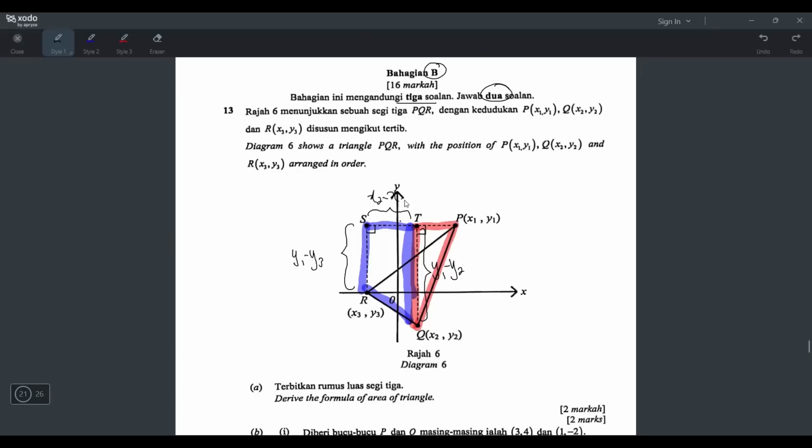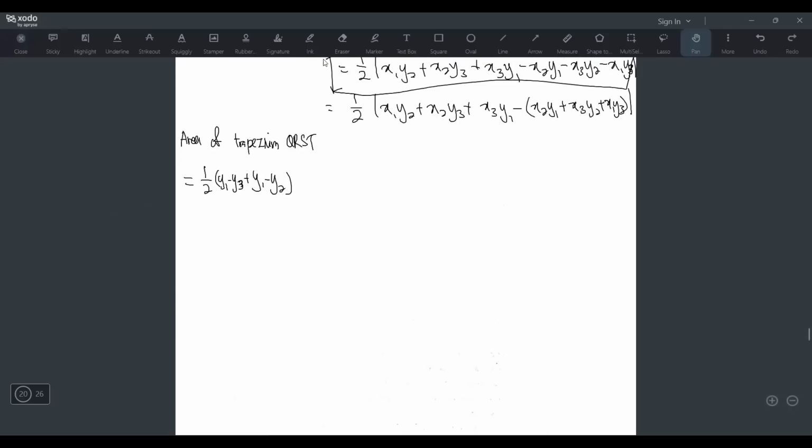X2 minus x3. Correct? Let me check. Yeah, correct, right? This whole line is x2. So x2 minus x3, that is the value I put here. Okay, done already. Now we can just simplify this whole thing and then we will get the area of trapezium.